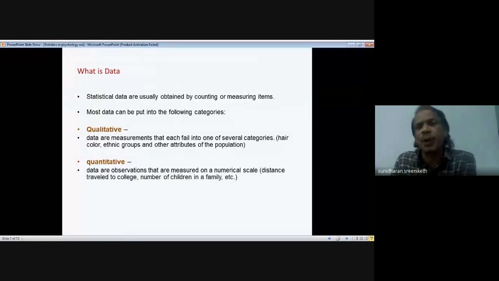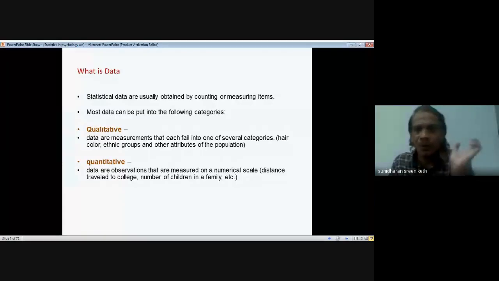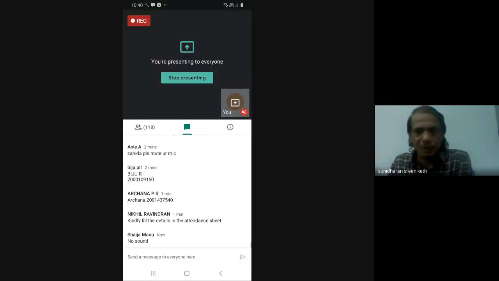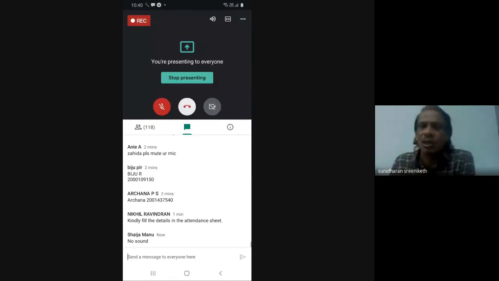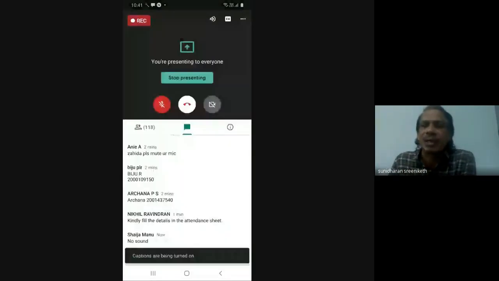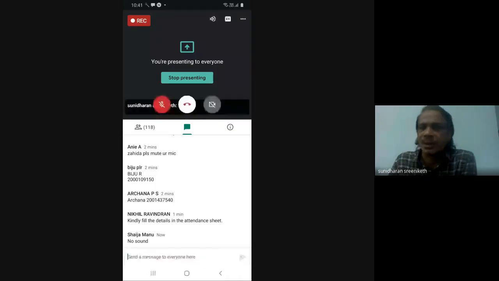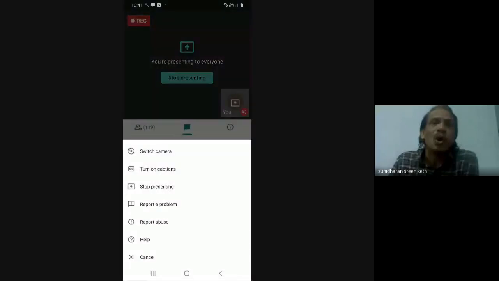So quantitative, on the other side, is data or observation of information that is measured on a numerical scale. We can measure this kind of data, quantitative data, on a numerical scale. For example, the distance traveled by a student to college, or the number of children in a family, etc. We can count this number.